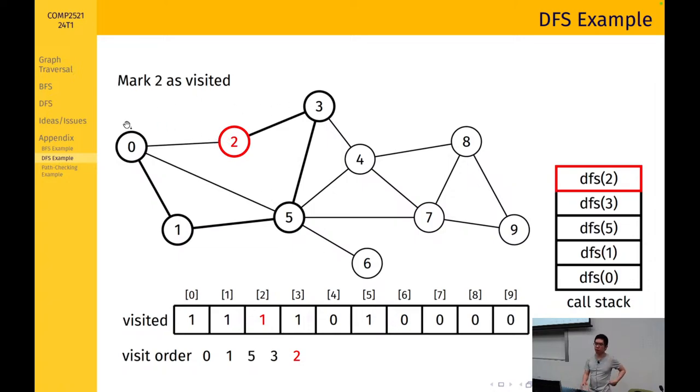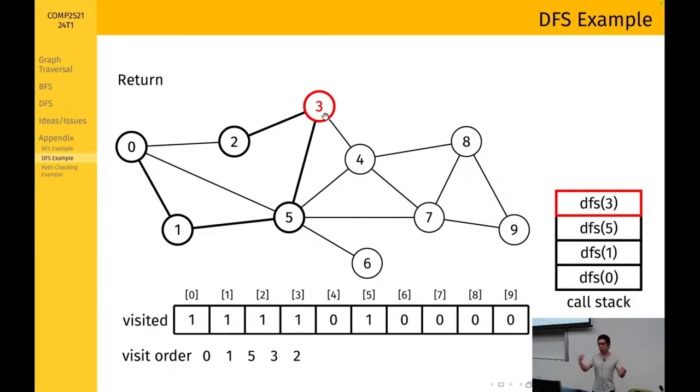But what do we do now? Both of our neighbors have been visited. So here is when we backtrack. We return from DFS2, and now we're back in DFS3, as we see from the call stack. DFS3 called DFS2, which means when DFS2 returns, we return to DFS3. And that's where the backtracking happens: when the function returns to a previous instance of the function. So now we're back in DFS3.